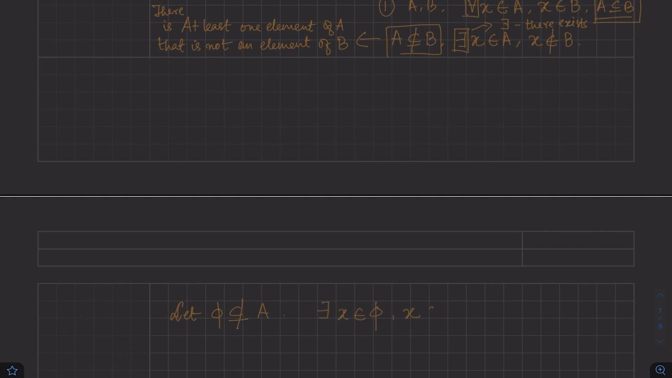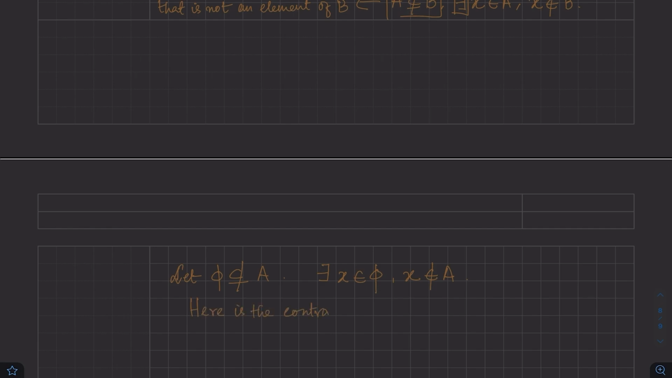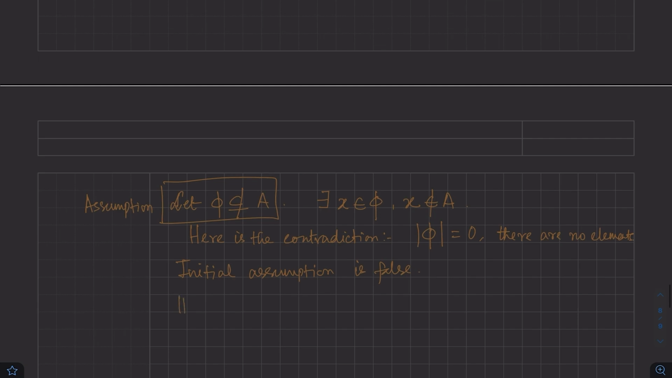By definition, the cardinality of phi is 0, which means phi contains no elements. Hence, we have arrived at a statement which is false. Hence, our initial assumption is false. Hence, we can say the empty set is a subset of A.